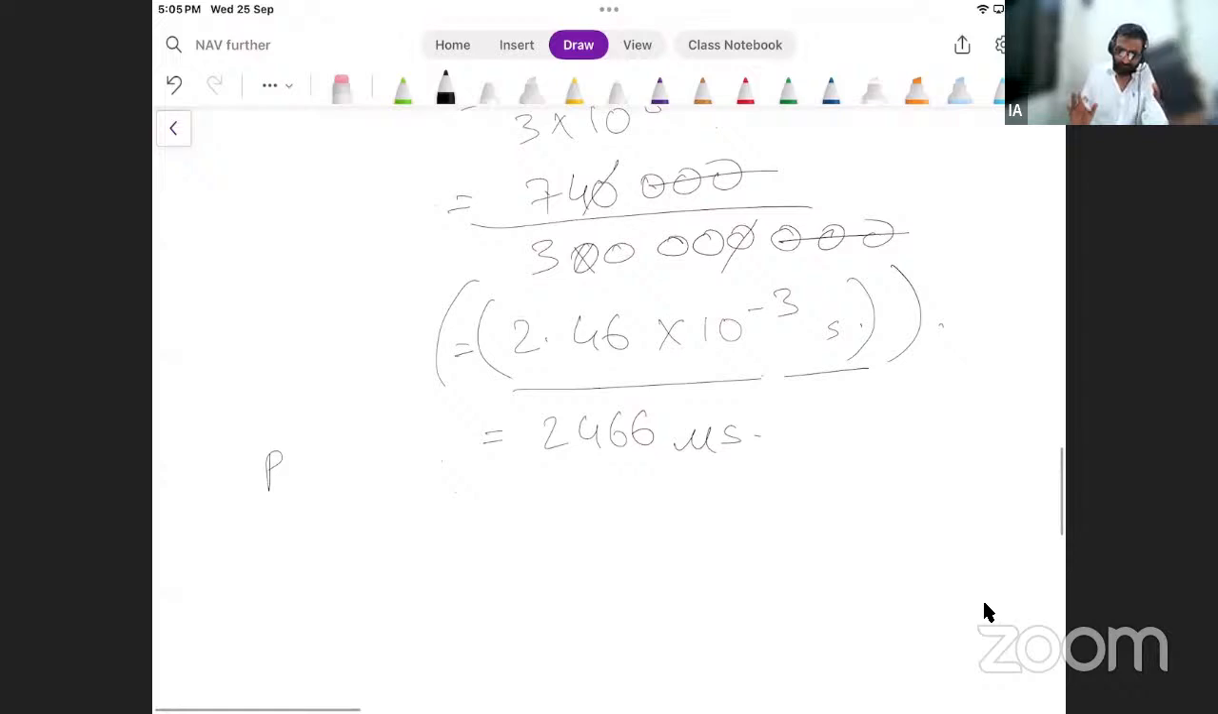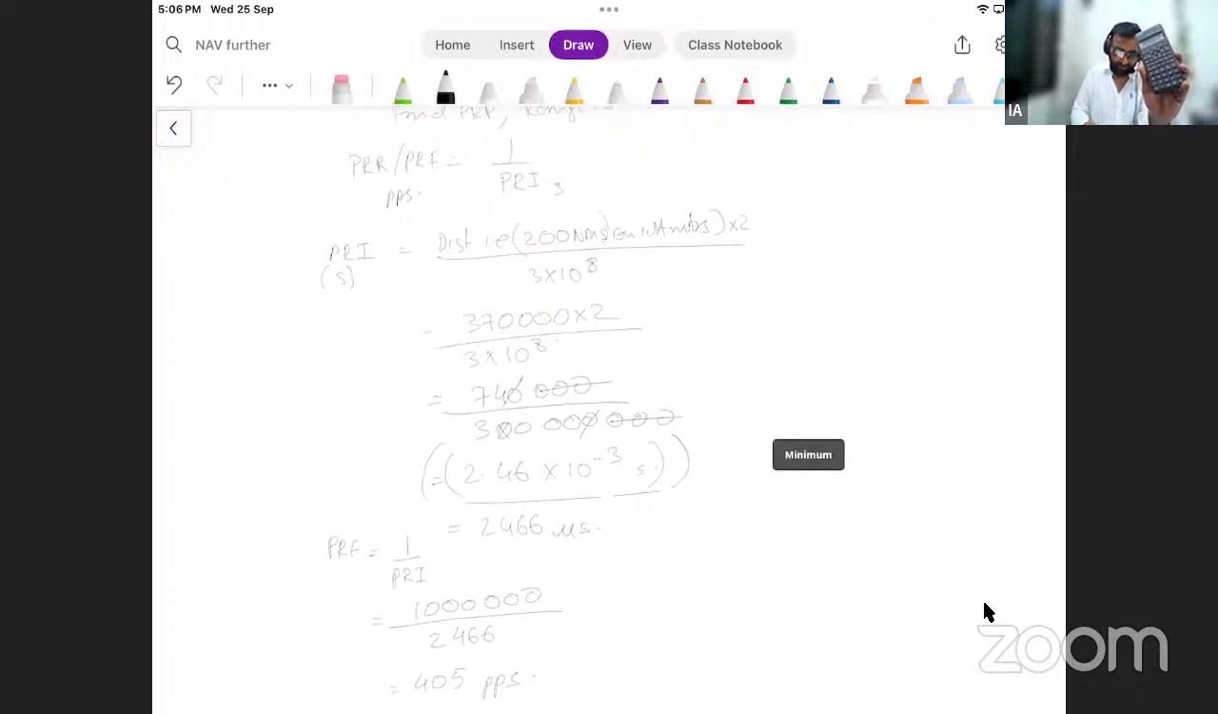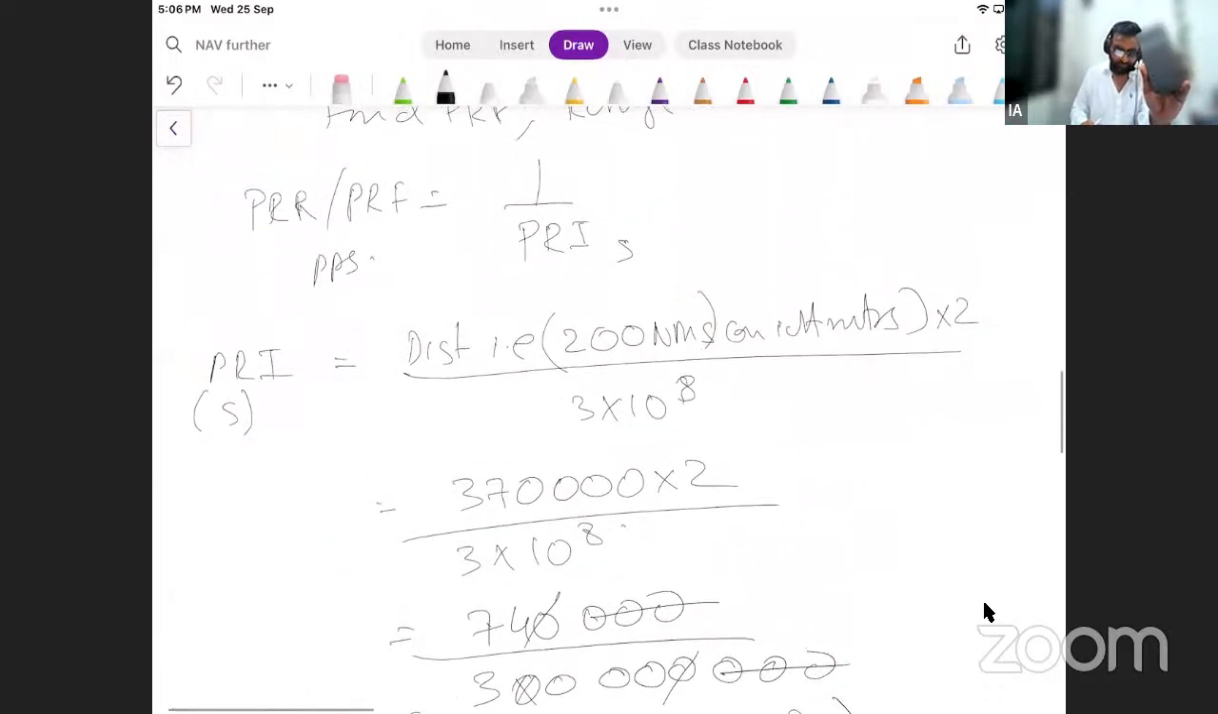Now PRF is equal to 1 upon PRI, correct? In seconds, what did we learn? Just simple conversion will make it 2466. Simple. And now I'll divide it: 1,000,000 divided by 2466. Answer is 405 pulses per second.